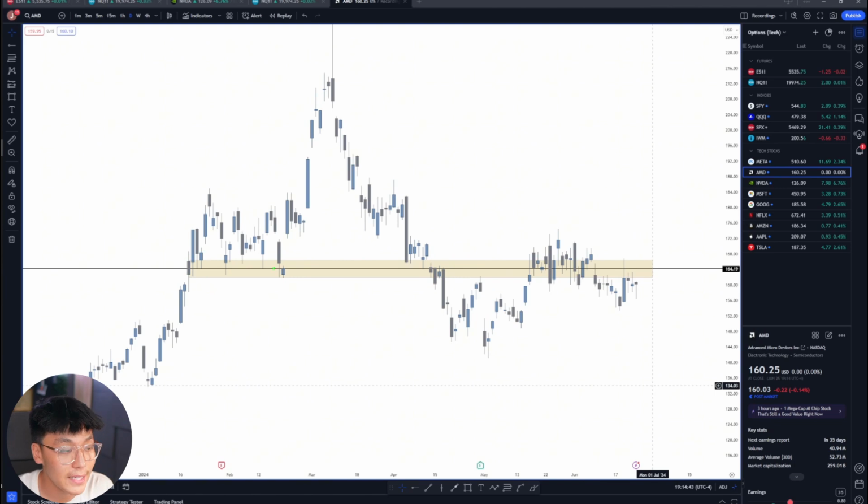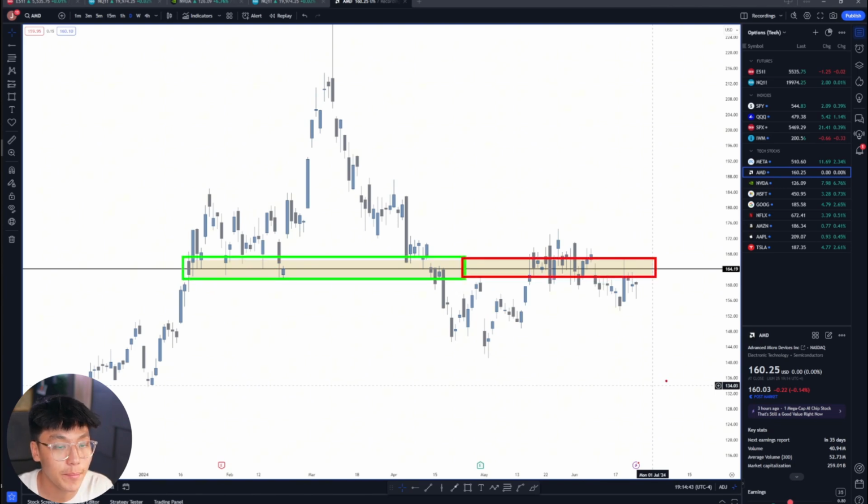So this is a classic example of your previous demand zone now turning into a supply zone. So as you can see, right, we had original demand now turning into supply towards the downside. So with this being said, let's go on to some examples that I have for us today and how we can use this to trade intraday.